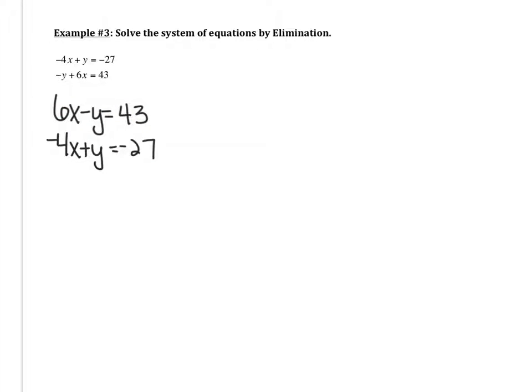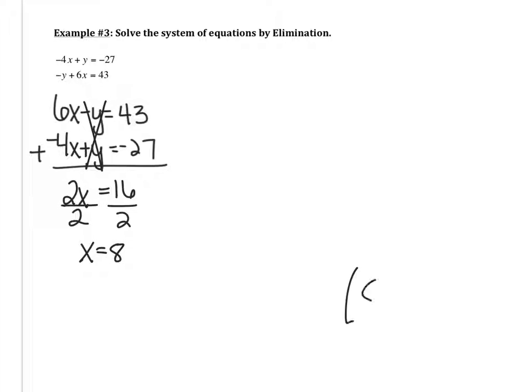6 and negative 4 are not opposites. Negative 1y and positive 1y, those are opposites. So when I go to add downwards, these should cancel. And let's get to that. So 6x plus negative 4x is 2x. Negative y plus y is 0, so those eliminate each other. And 43 plus negative 27 is 16. So then I would divide both sides by 2, and x equals 8.